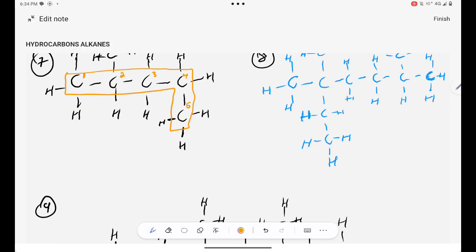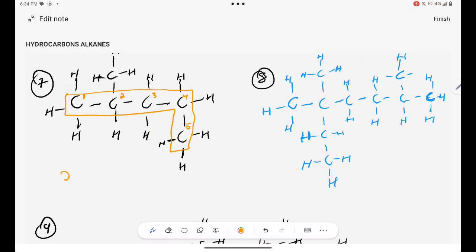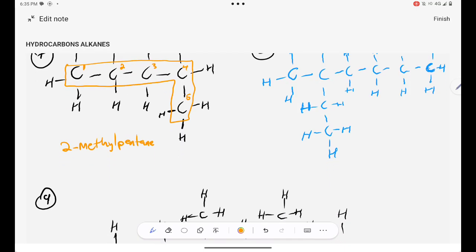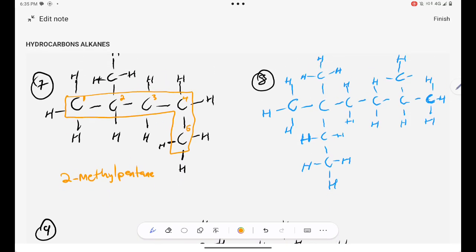Are we together? So I know that at carbon number 2, I have my side chain, that's 2-methyl. And that's the only side chain that I have. So all I need to do now is to write the IUPAC name of my parent chain. That's 2-methyl pentane. Okay, and then question 8.